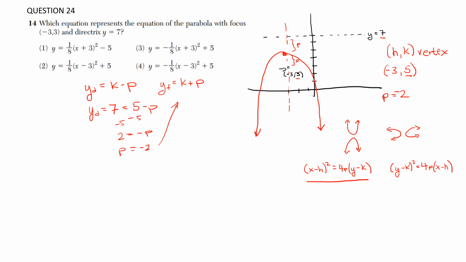So let's take this vertical parabola equation, and let's fill it in with the values that we have. So we have x minus h equals 4p times y minus k. So we know that our h and k values are negative 3 and 5 respectively.